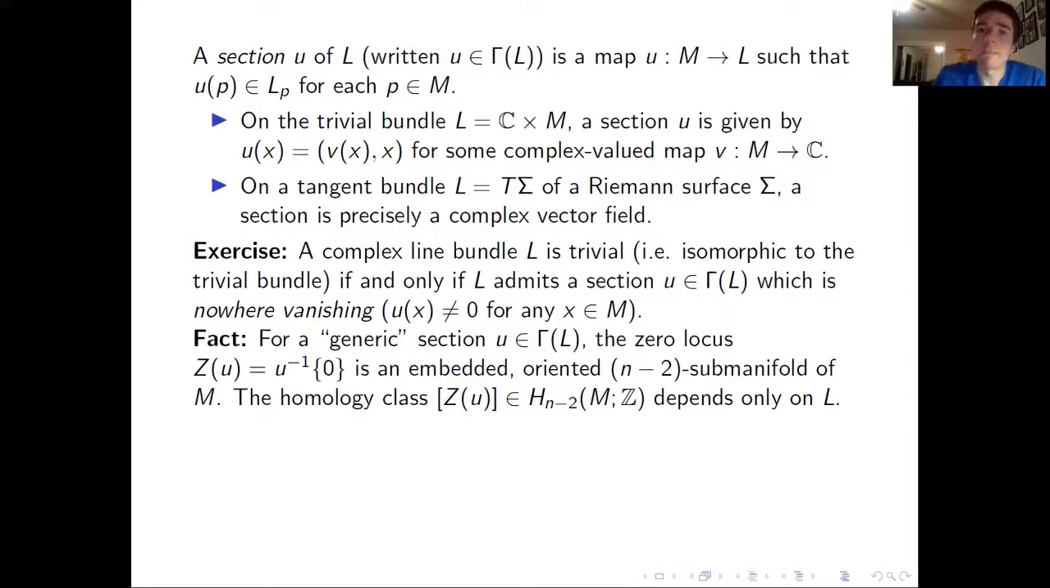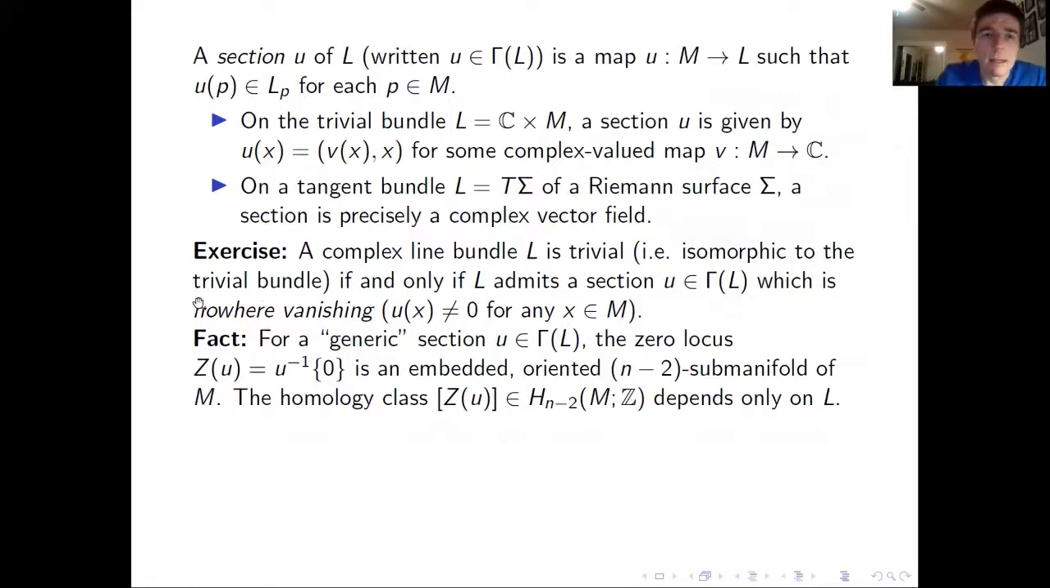So exercise: a complex line bundle is trivial, i.e. isomorphic to the trivial bundle C cross M, if and only if L admits a section u in Γ(L) which is nowhere vanishing. The idea being, right, that this is going to give us a smoothly varying basis for our complex vector space over the entire manifold M.